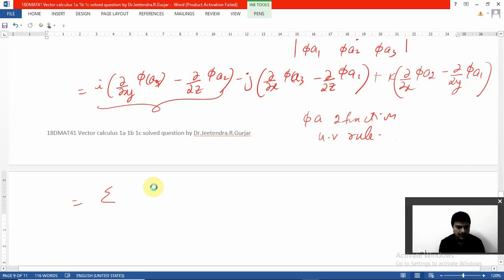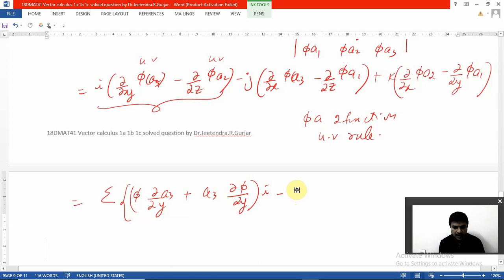I will take phi first, and here also I am going to use the u into v rule. In the same way, I am going to use u into v for all of this. So first I will take phi as it is, del upon del y of a3, plus a3 as it is, del phi upon del y. So this is the i part, right? Minus, now I will take the second part, whatever this u into v is there. So here also I will keep phi as it is, and differentiate a2.